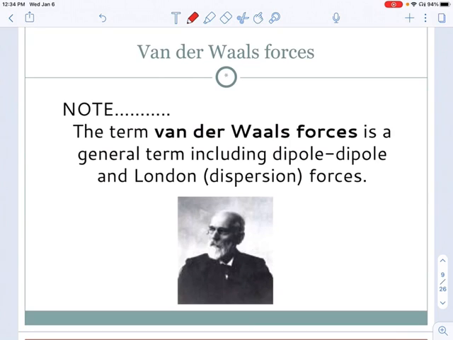Sometimes you'll see the term van der Waals forces used. Van der Waals forces just refer to both dipole-dipole and dispersion forces. It's sort of an umbrella term, meaning that it can refer to both dipole-dipole and dispersion forces.